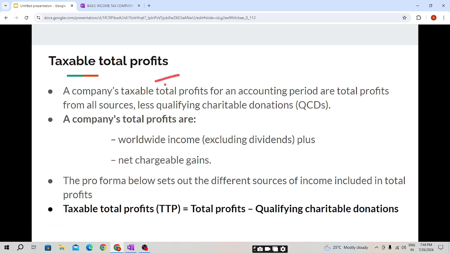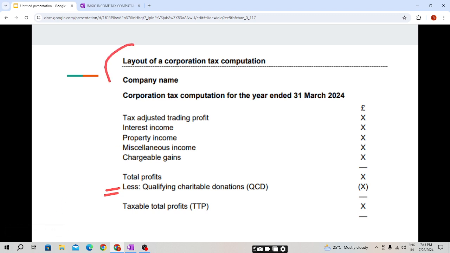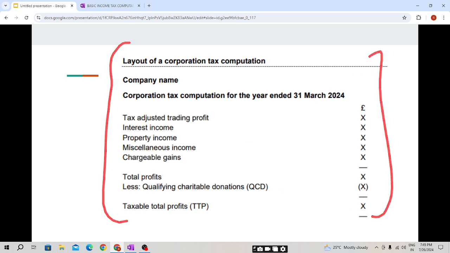So students, the company's corporation tax will be levied on the taxable total profit. Total profits include all the profits from all the sources, including net chargeable gains but excluding dividend income. So the taxable total profit will be total profit less qualifying charitable donations. Now we will be seeing the corporation tax format, students. In our previous sessions, for individual self-assessment we have seen the format for income tax computation for individuals. Now we will be covering the format for corporation tax.